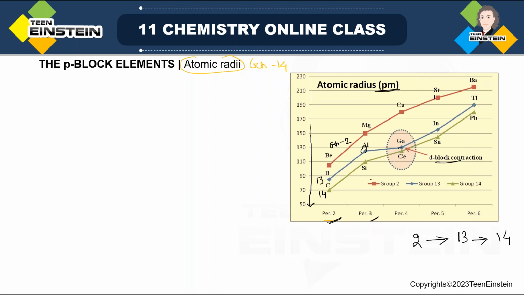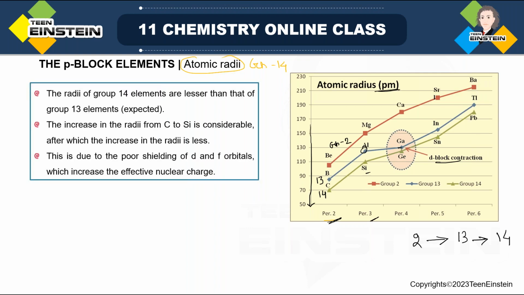Now the same type of thing you will also observe when you are moving from silicon to germanium, and the reason is the same. But obviously the radius is lesser than group 2, which is clear here. The radii of group 14 elements are lesser than that of group 13, and that is expected because we are moving from left hand side to right hand side, so size will decrease.